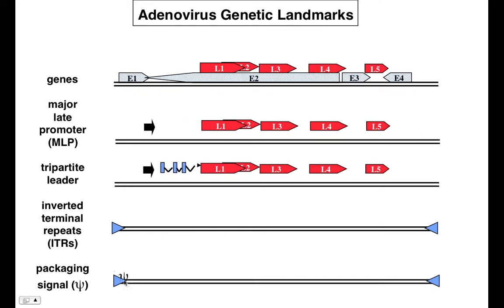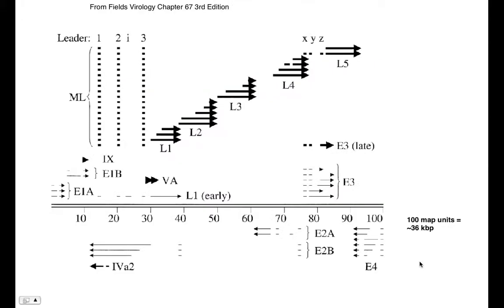This next part, this psi symbol, is the packaging signal that tells the capsid proteins to put this genome inside of the virus and the viral proteins. So as a double-stranded DNA genome, this has a lot of coding capacity, so you have a lot of genes, like the L's and the E's. Notice E1A and E1B are two of the very first proteins.